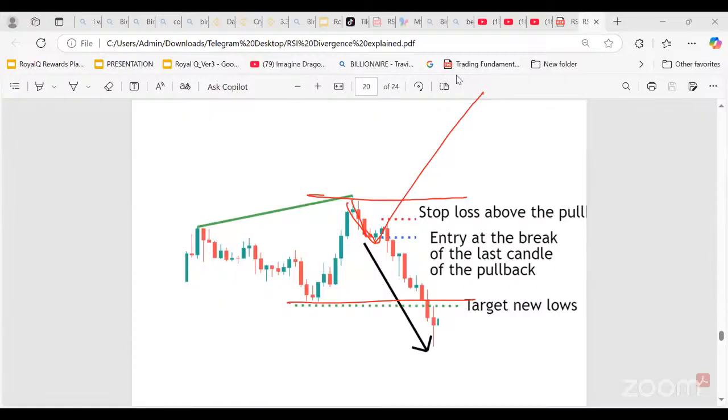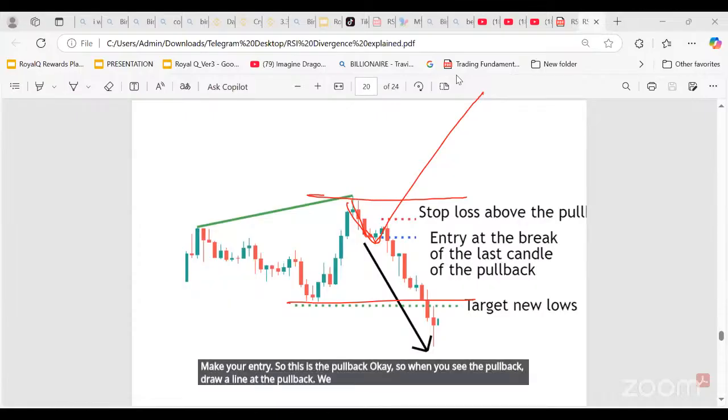Okay? So wait for the pullback. Then after the pullback, make your entry. Make your entry at the break of the last candle of the pullback. So this is the pullback, okay? When you see the pullback, draw a line at the pullback. We are going to go practical. You are going to draw a line at the pullback.